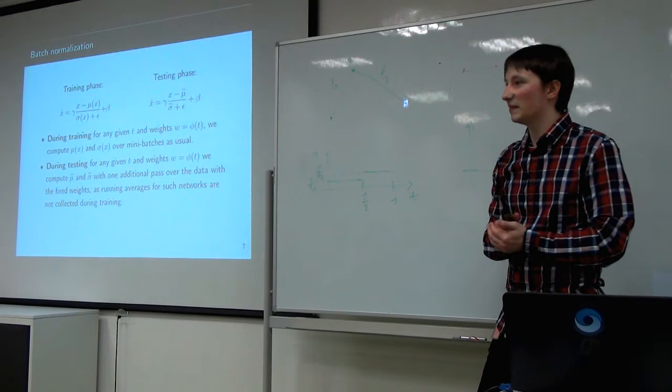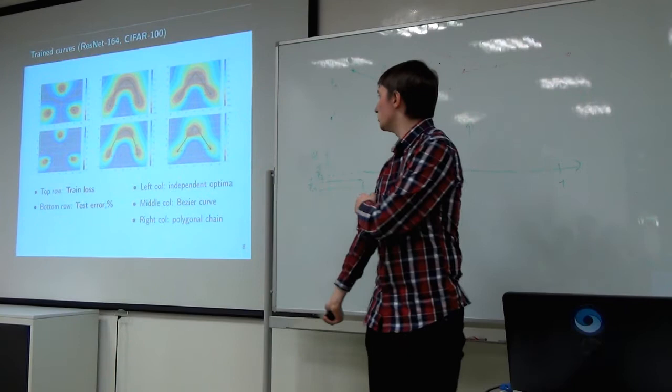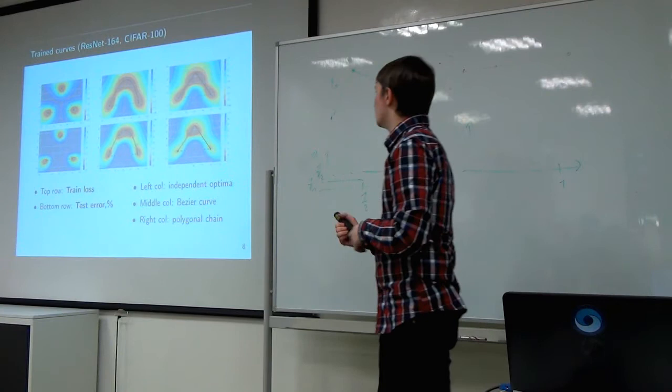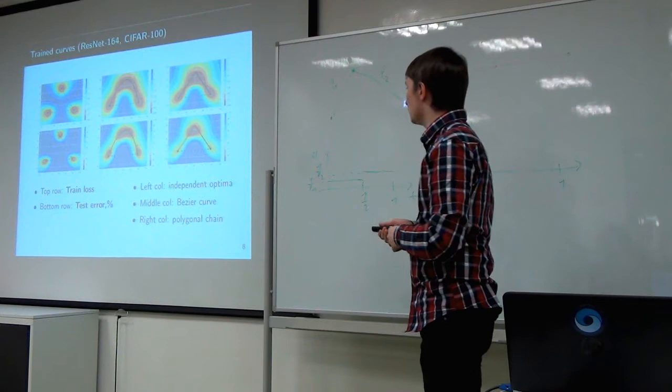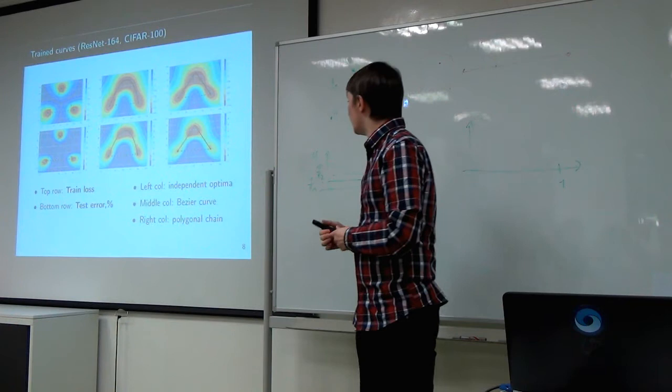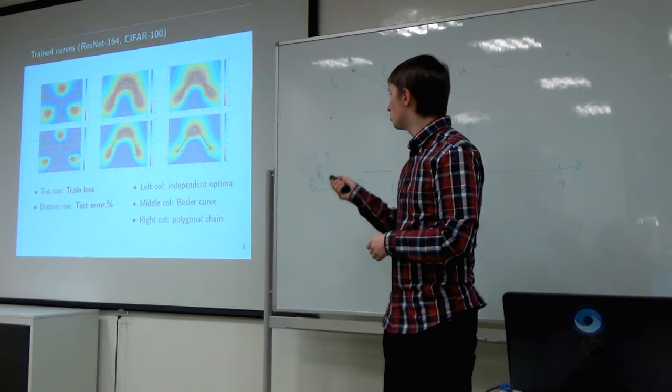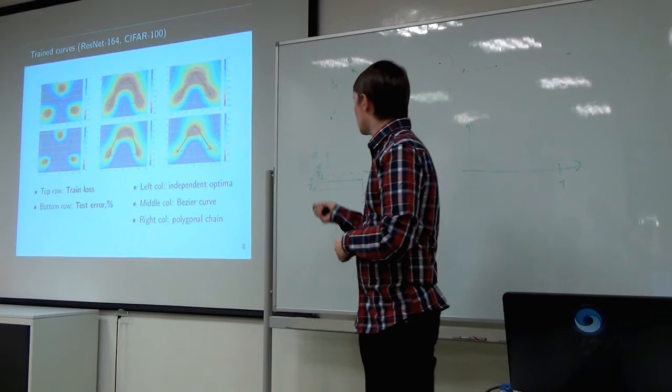Okay. So here are the pictures for the deep residual network on CIFAR-100. In the top row, there are visualizations of the train loss, and in the bottom row, we visualize the test error. In the left column, there are three independently trained networks. In the middle column, Bezier curves connecting the optima. And the last column corresponds to the polygonal chain.